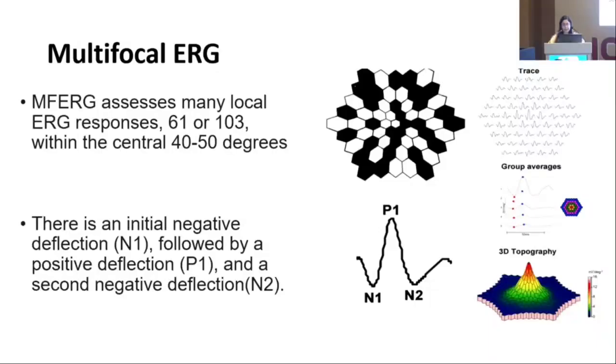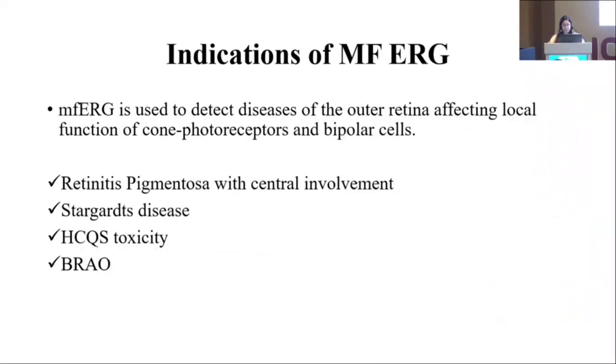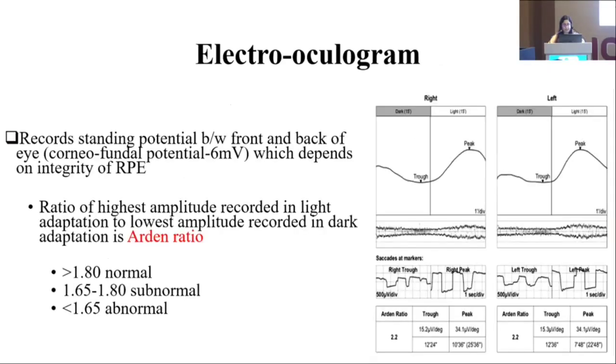There is an initial negative deflection N1, followed by a positive P1, and followed by a negative deflection N2. MFERG is used in diagnosing retinitis pigmentosa with central involvement, Stargardt's disease, HCQS toxicity, and BRAO.